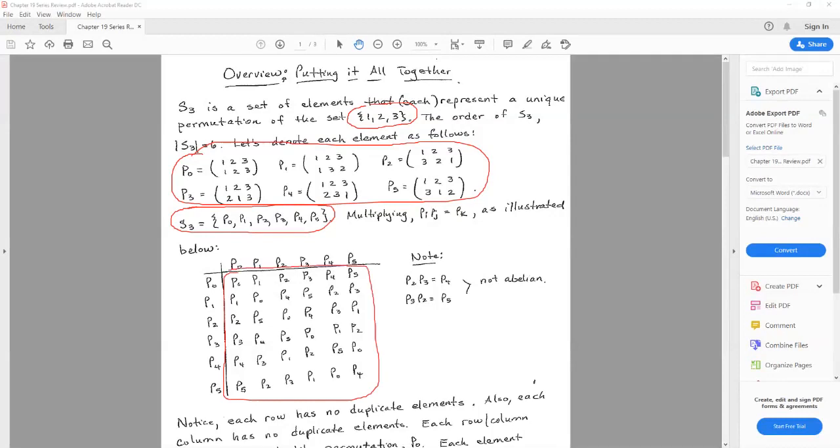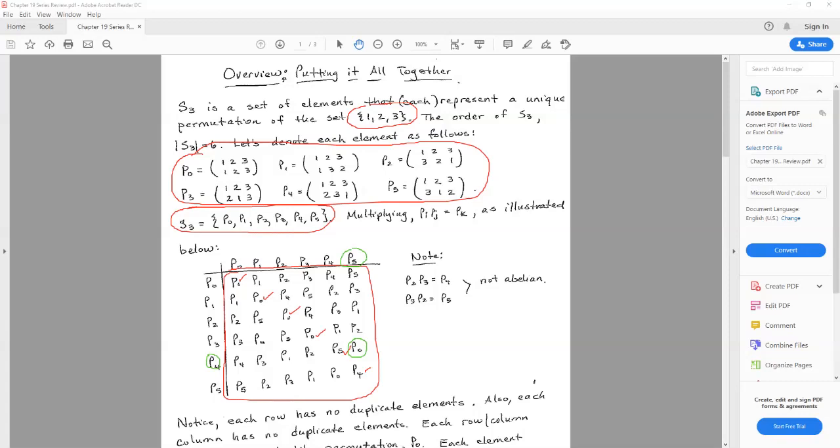Notice that the identity P0 is listed in each row and in each column. And notice that each element has its own inverse. For example, if you were to look at, let's say, P4, notice that P4 times P5 gives you P0, which is the identity element. And if you were to go item by item and check each element, you would see that they do each have a unique inverse.